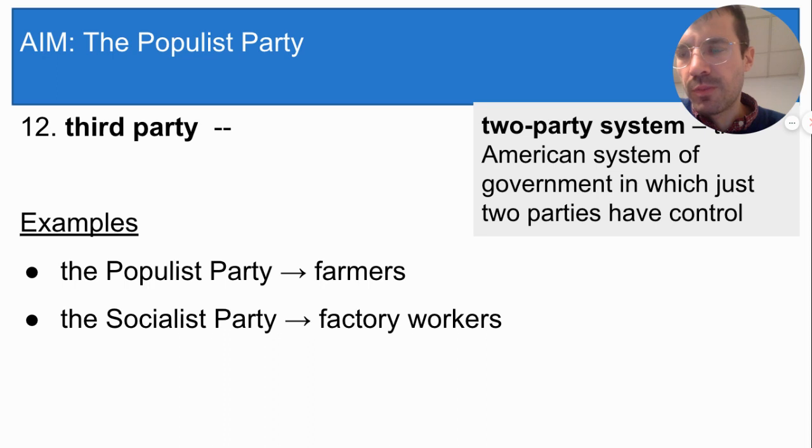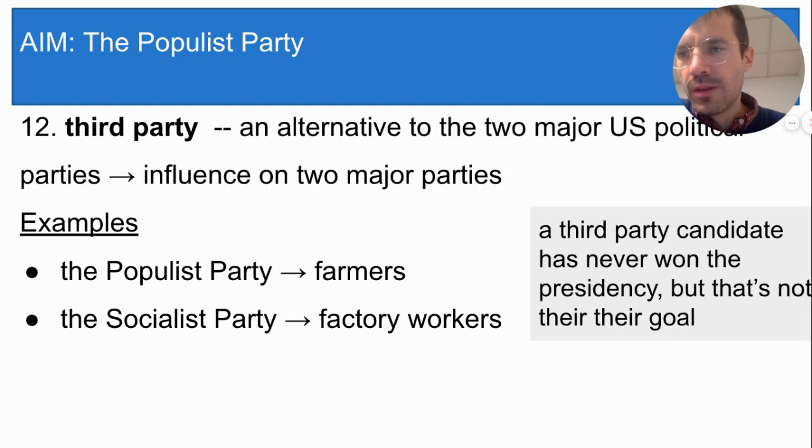But what happens if people feel like neither of those two parties deserves their vote? In that case, people might join together and form an alternative party called a third party. So a third party is any political party that is not one of the two major parties.